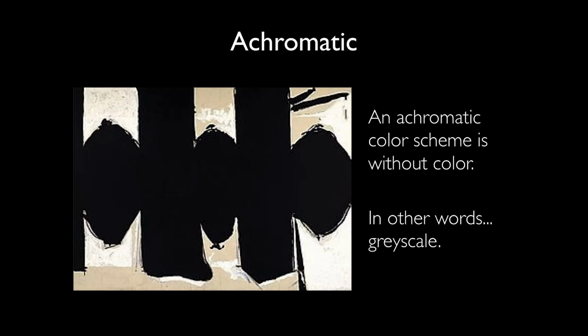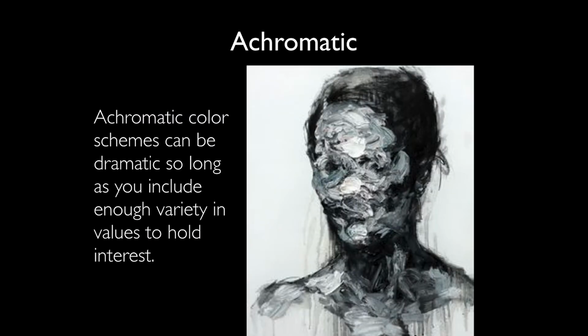First up is an achromatic color scheme. An achromatic color scheme just means a color scheme without color. In other words, blacks, whites, and grays. Achromatic color schemes can be really dramatic because it is all about these values and sometimes these extremes of white and dark. But you do need to worry about including enough variety in the different lights, darks, and grays that you have in there in order to hold your viewers' interest, because it can be kind of boring otherwise.